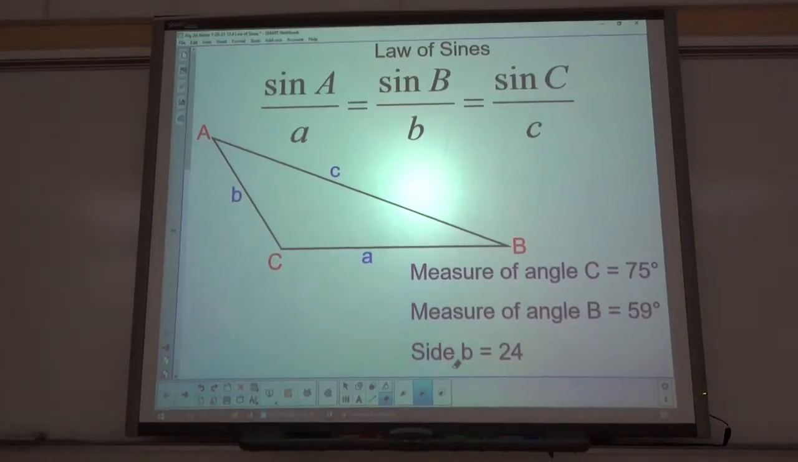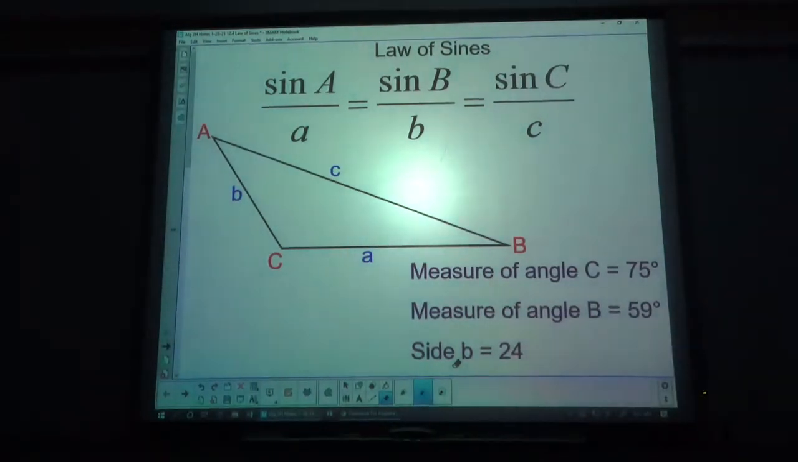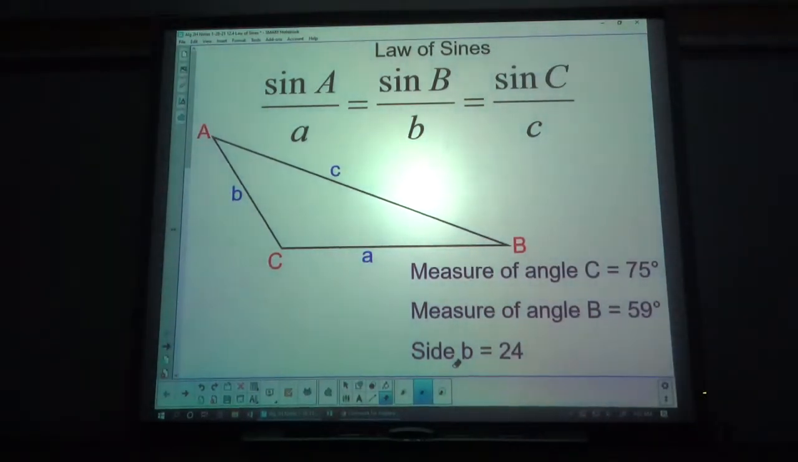Welcome. Today we are going to be doing law of sines. Now, law of sines is all about proportions, setting up proportions.